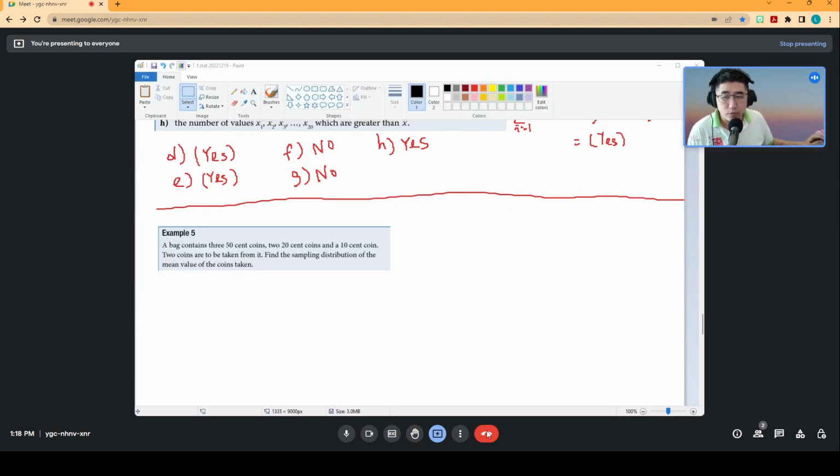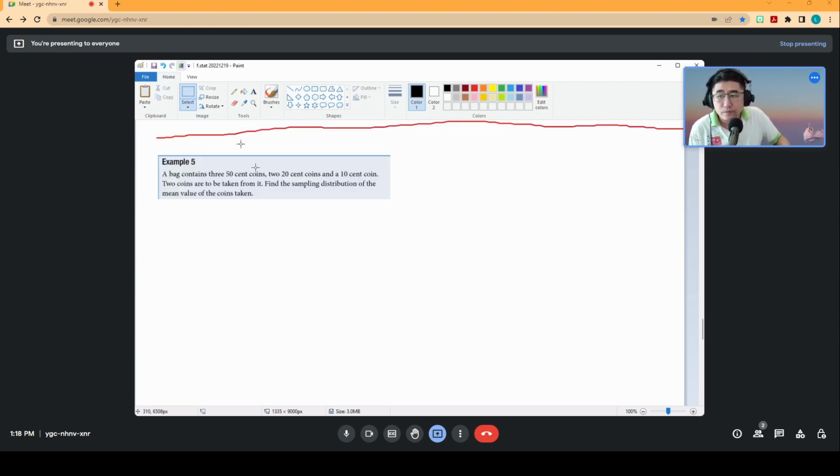Now what we want to see is, we need to understand what it means by sampling distribution. Next, what we need to know is what it means by sampling distribution. Find the sampling distributions of the mean value of the coins.